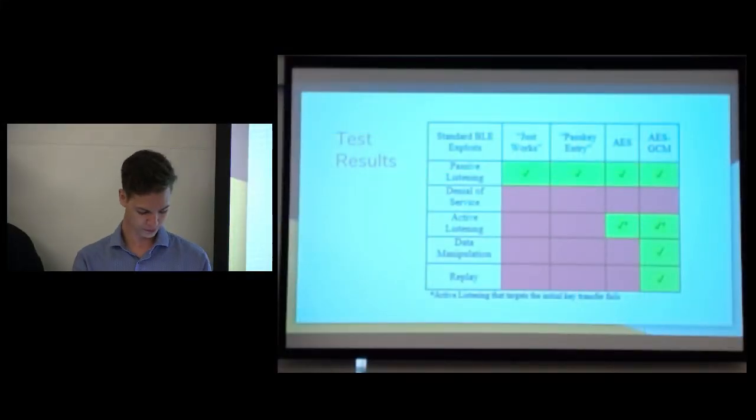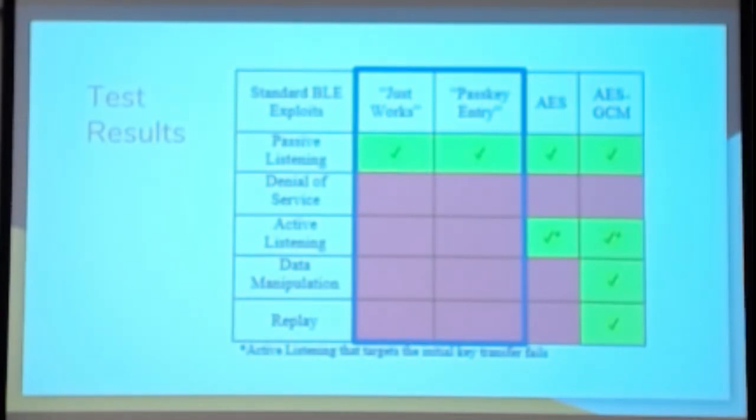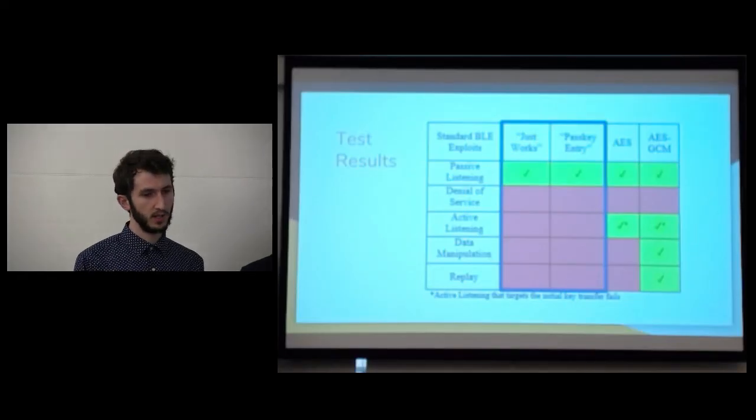Okay. So to evaluate the performance of our security, we created this chart to illustrate the different types of security that are available for BLE. The first two columns illustrate two pairing methods that are native to the BLE spec, JustWorks and passkey entry. These, as you can see, fail most of the exploits against BLE, and so they're not suitable for secure data transmission.